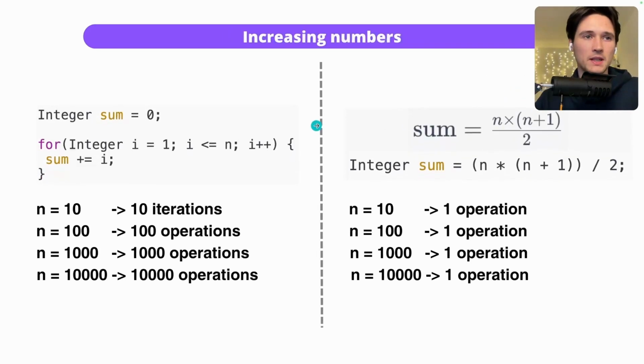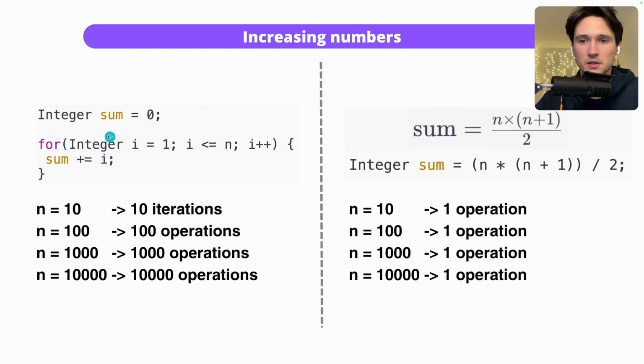You can think about input and output. So let's say we're gonna put different values into our computation. Let's say here n is equal to 10. We're gonna have 10 iterations, right? So we're gonna go from 1 till 10, 10 iterations. 100, 100 operations. Or iterations. Iterations, operations, the same in this case. 1000, 1000. 10,000, 10,000 operations, right? So you can see that we do exactly the same amount of operations or iterations as n grows.